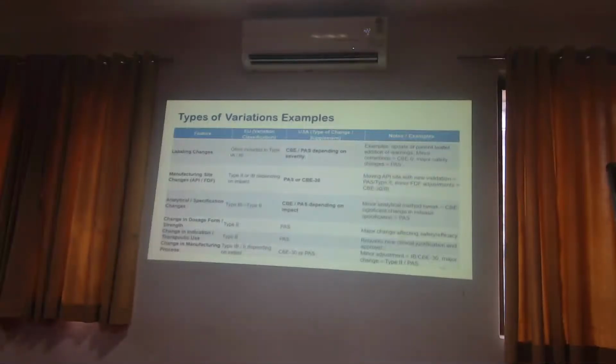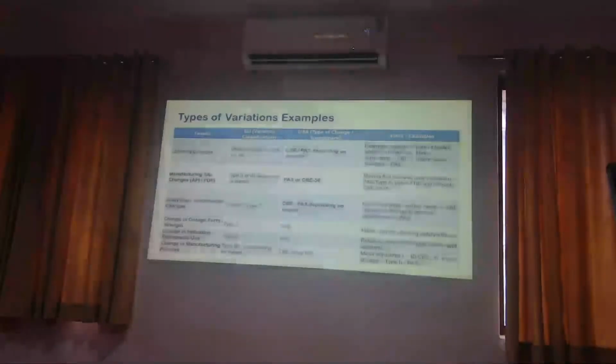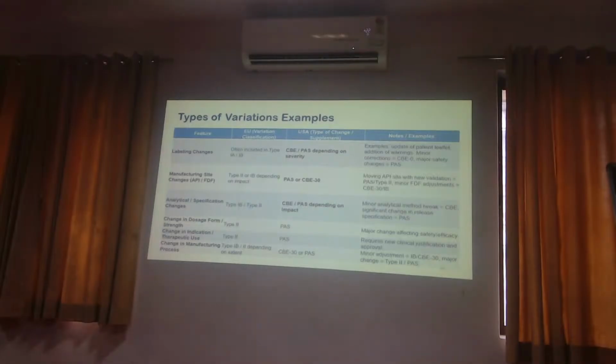So these are certain variations: labeling variation changes, manufacturing site changes, analytical specification changes, dosage form changes, and all. With these labeling changes, one of the important roles of regulatory is not only to submit the dossiers, but commercial support is also very important. For example, I have some labeling variation. That means there is some safety concern in some country. Because of that, suppose the health authority asked me to update my label or leaflet. Okay, I have done that variation and I got approval.